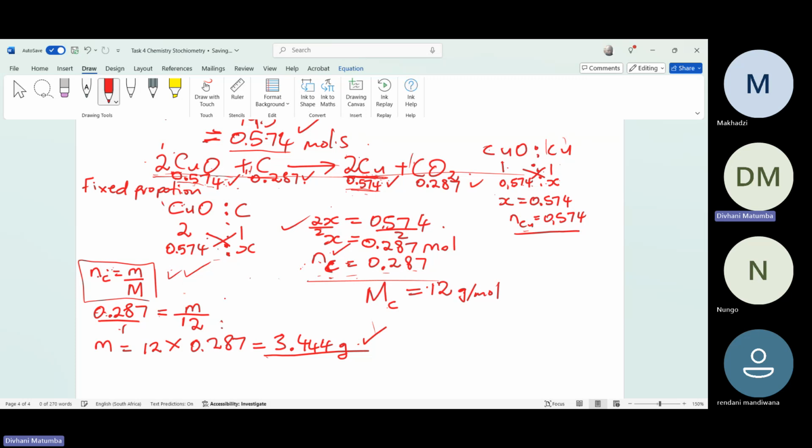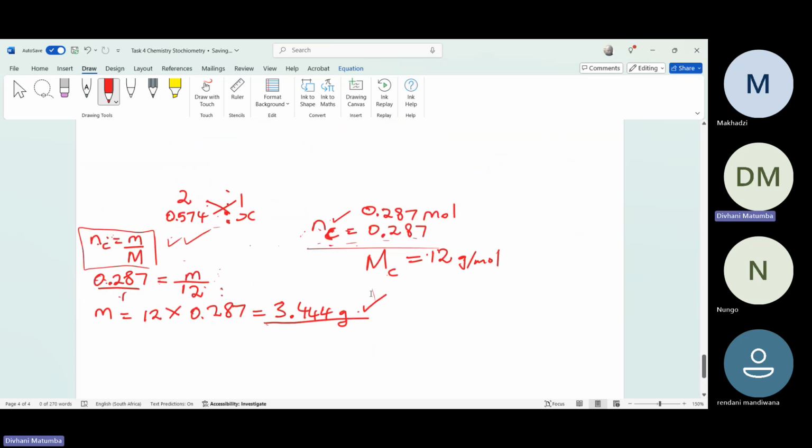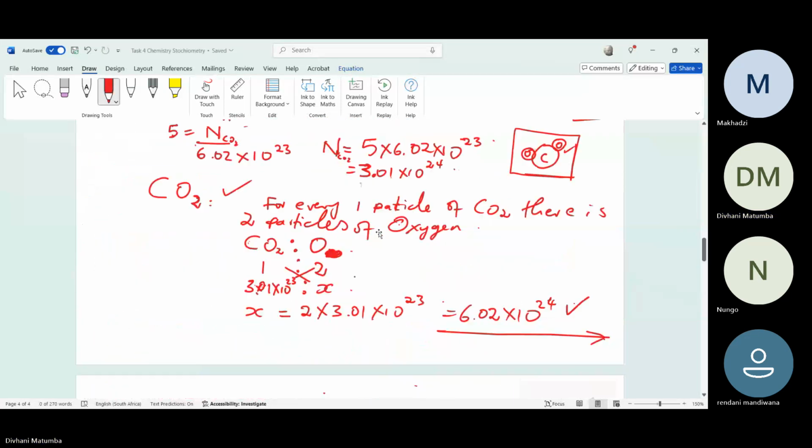Now, do you understand why we used 12? Yes, sir. We are using 12 because we were considering carbon, because that's what the question was asking, the mass of carbon. Okay, I think we are on the same page. Let us move on to the next question.